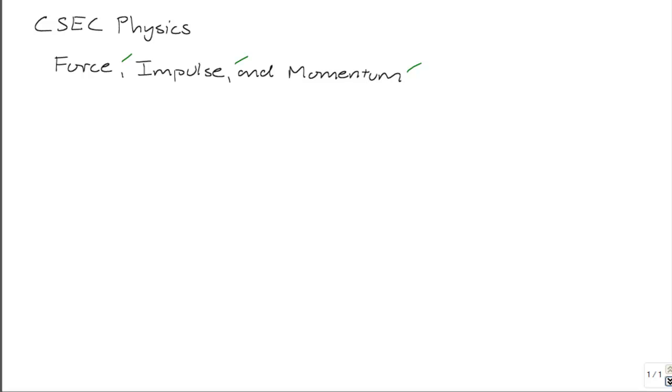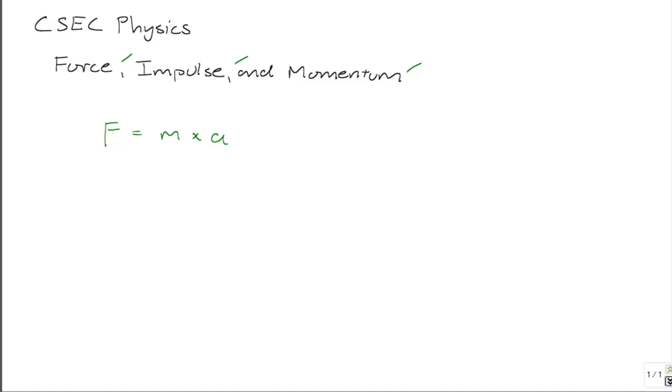So from Newton's second law, which is what we're going to start with today, you should know that the force acting on an object, speaking of the net force in this case, is equal to the mass of the object times the acceleration of the object. So the magnitude of the force is equal to mass times acceleration.